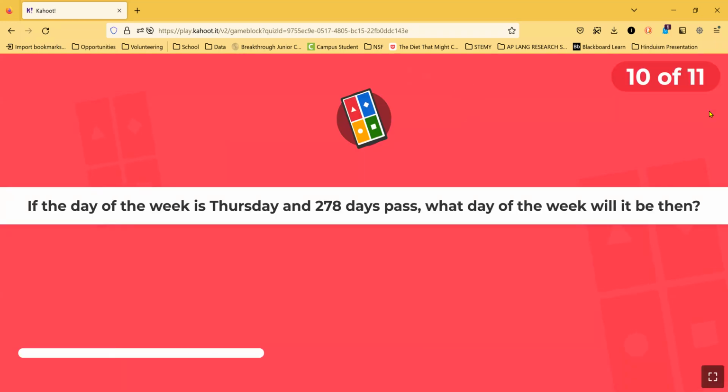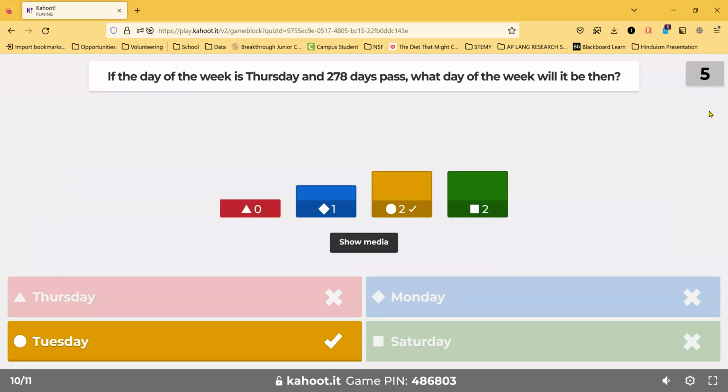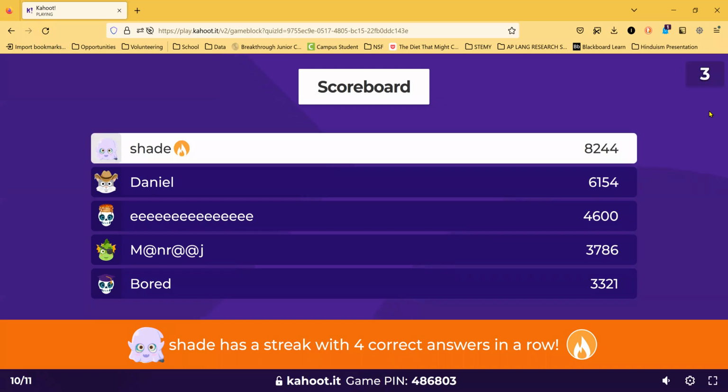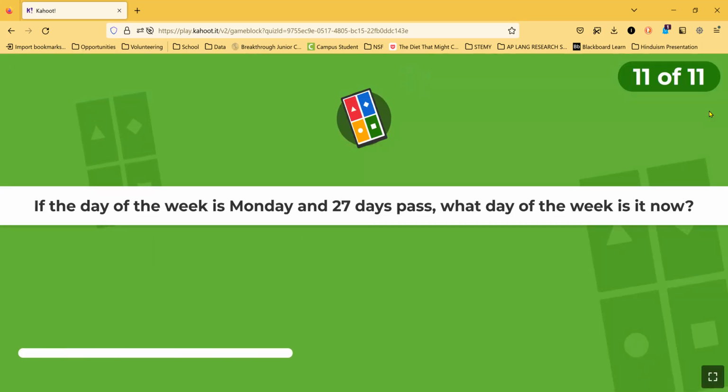If the day of the week is Thursday and 278 days pass, what day of the week will it be then? The correct answer is Tuesday because 278 mod 7 is equal to 5, and 5 days after Thursday is Tuesday.